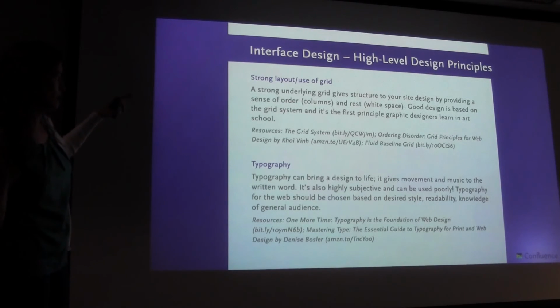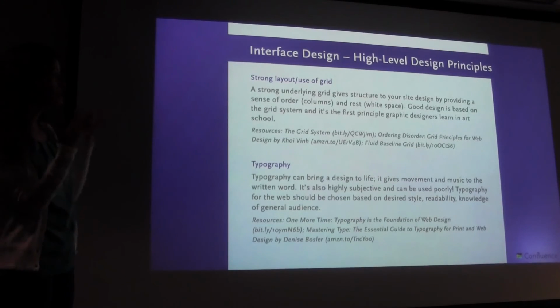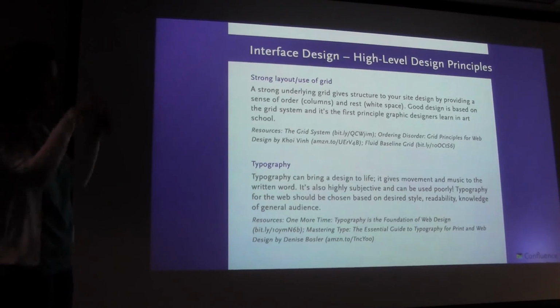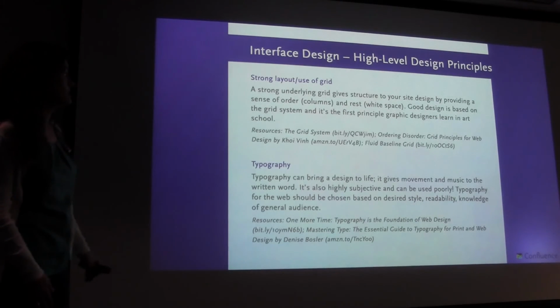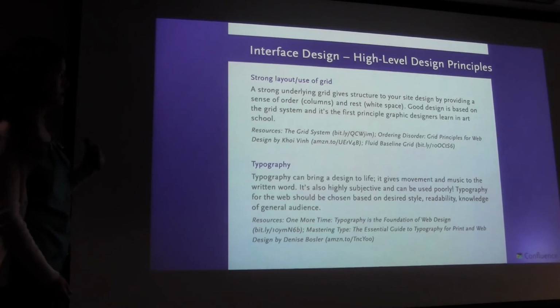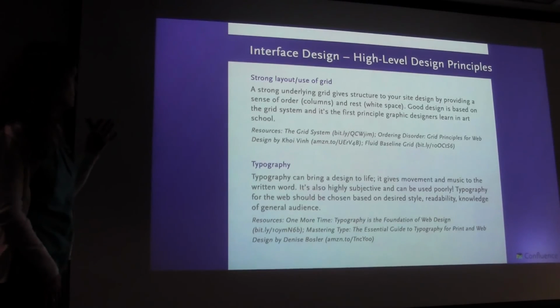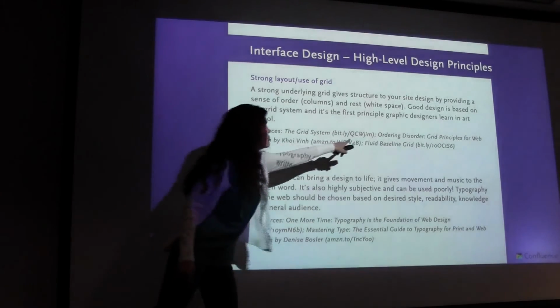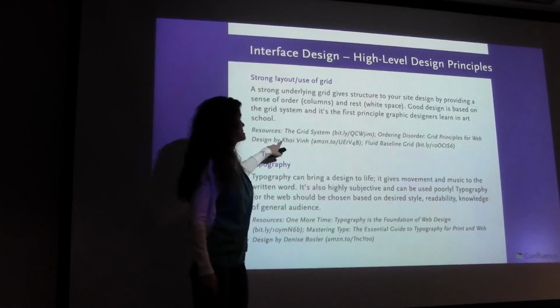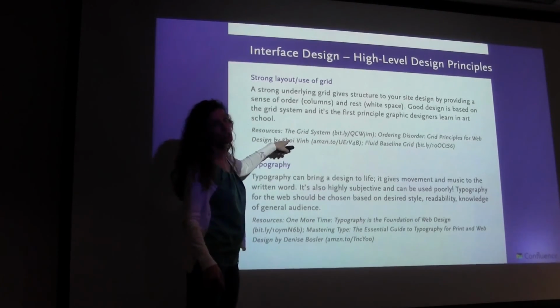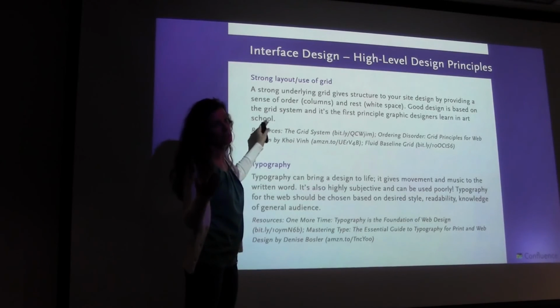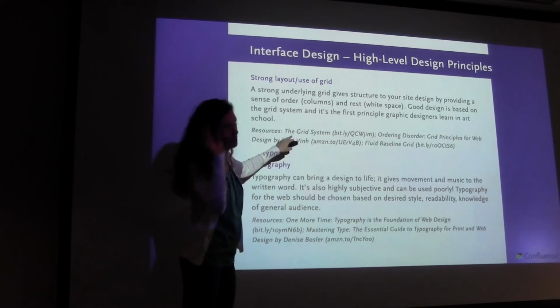Strong layout and use of grid. So a strong underlying grid gives structure to your site design by providing a sense of order, which are columns, and rest, which is white space. All good design, print and web, is based on the grid system, and it's the first principle we learn in art school. This is a fabulous book, Order and Disorder, Grid Principles for Web Design. This is the guy who did all the art direction for the New York Times, which is, I think, legitimately the easiest site to read on in the entire world.